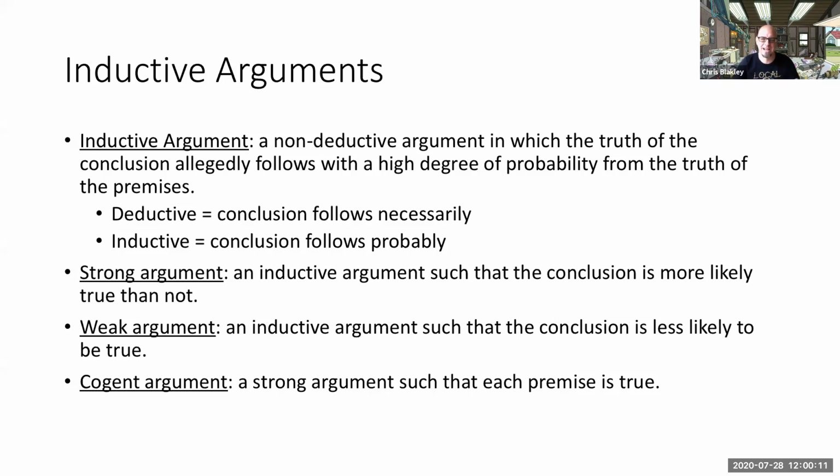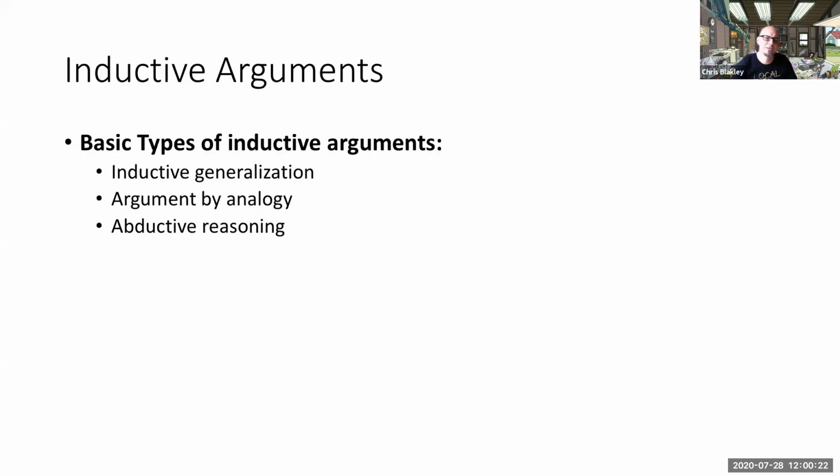So cogency is kind of like soundness, but strength and weakness are not like validity and invalidity, because validity is an all or nothing matter and strength is a matter of probability or degree. So we've got some basic types of inductive arguments or inductive reasoning. We're just going to look at the first two here for our purposes: an inductive generalization and an argument by analogy.